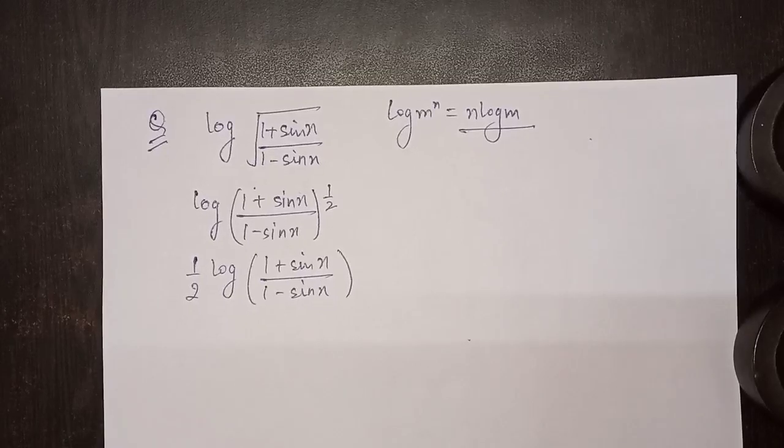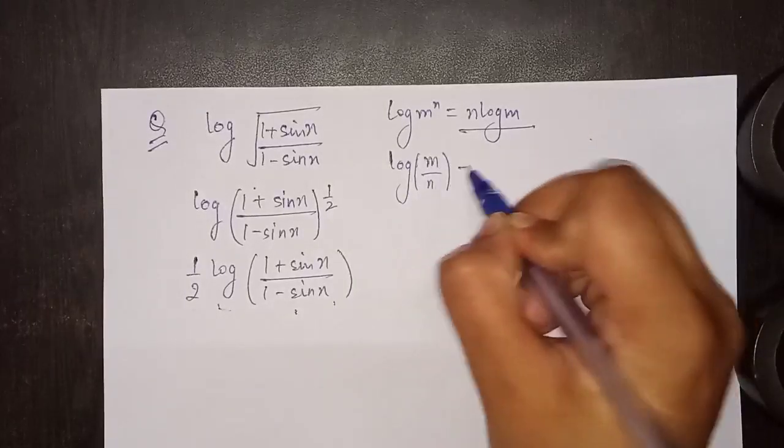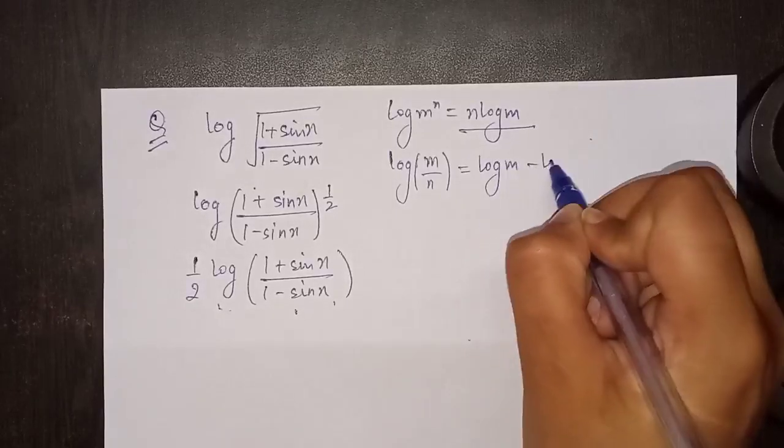What to do afterwards? Do we have to differentiate it? No, you can again apply a logarithmic property, that is log m divided by n, which is equal to log m minus log n.